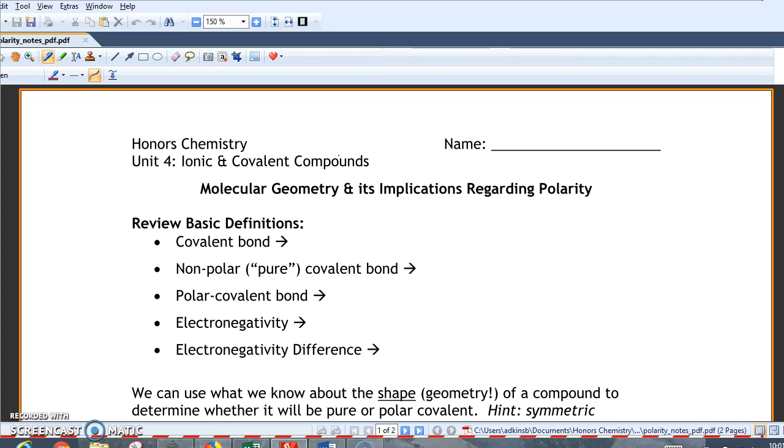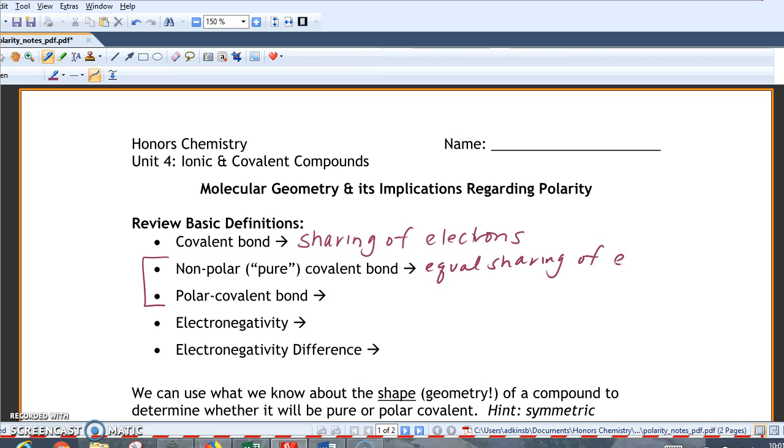So a covalent bond is simply the sharing of electrons, and that occurs between two or more nonmetals. And so then we have some differences between nonpolar versus polar. Nonpolar and pure can kind of be used interchangeably. That's when there is a fairly equal sharing of electrons.